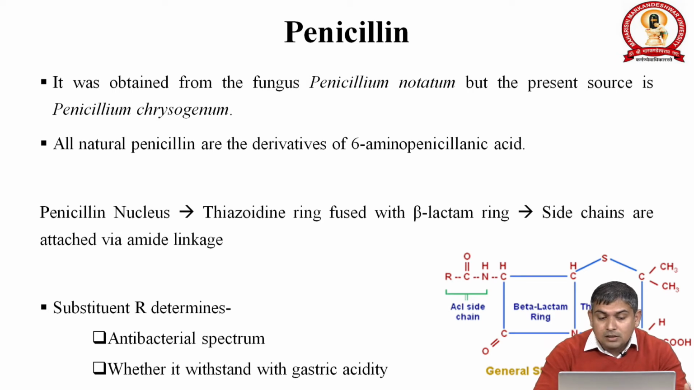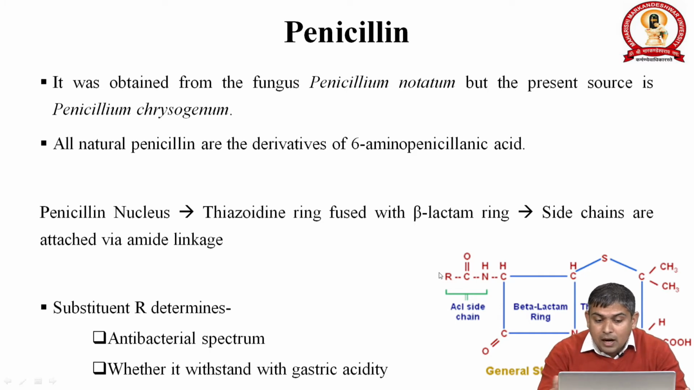So the penicillin nucleus is characterized by the presence of a thiazolidine ring which is fused with a beta-lactam ring. This bicyclic structure is the structural characteristic feature of the penicillin nucleus, and both these rings combined together are called 6-aminopenicillanic acid, having an amino substitution at the 6th position. The side chains are attached by an amide linkage. This amino group is preferred to be present in the form of an amide linkage with an R substitution, represented by this R group.